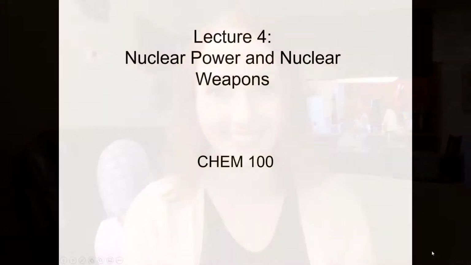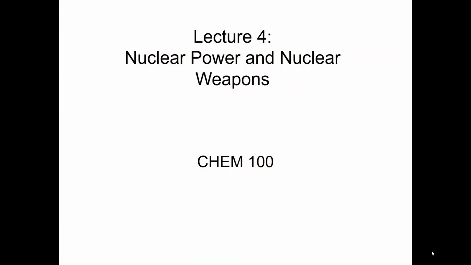All right, let's start in with Lecture 4 on nuclear power and nuclear weapons. This lecture is going to be divided into 3 parts. First, we're going to figure out what chemical reactions are versus nuclear reactions and how we obtain radioactive chemicals in the first place. Then we'll actually talk about nuclear power, and then we'll talk about nuclear weapons.